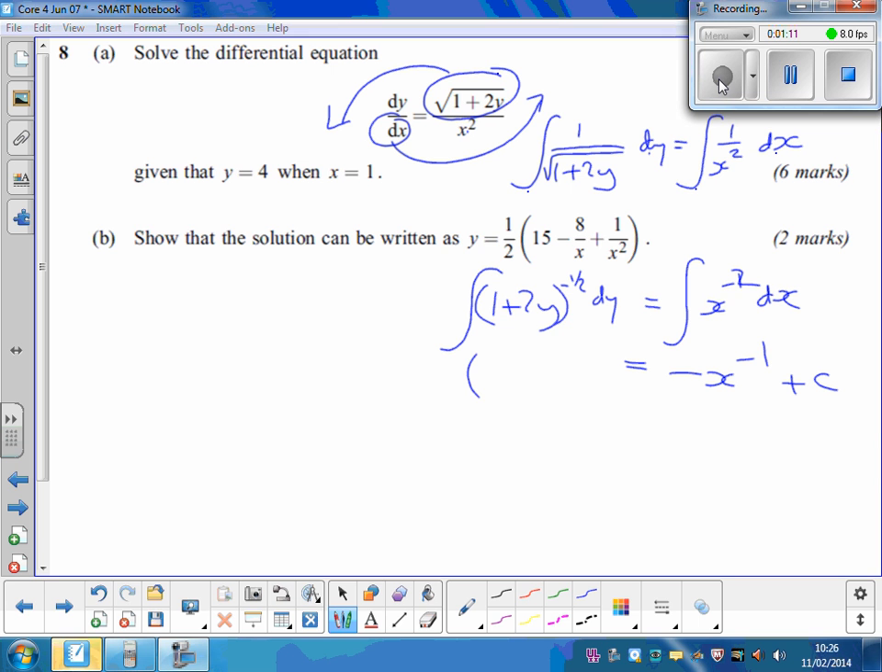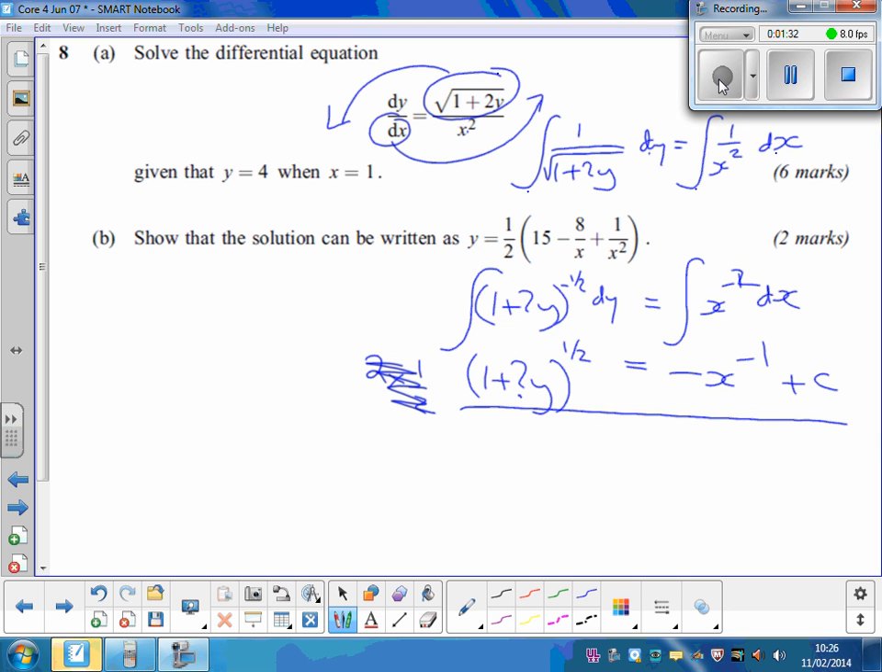This one here, the bracket stays the same, doesn't it? The power goes up by 1 to a half. We've got to divide by a half. Well, that's times by 2. But we've also got to divide by that number there. So we get 2 times a half. So in the end, that just ends up cancelling. So this is actually our general solution to our equation.